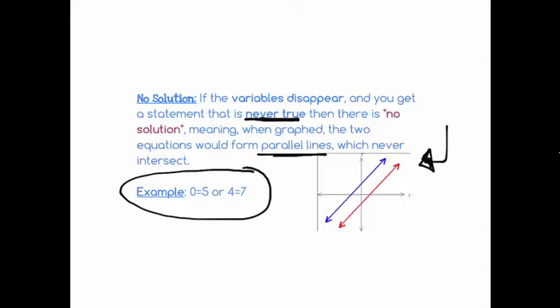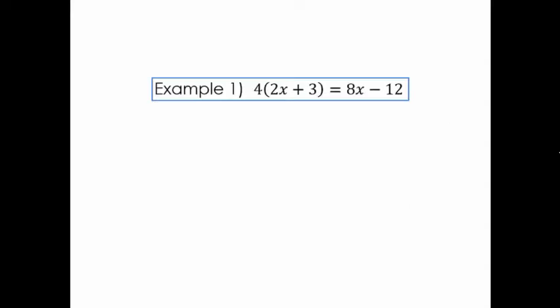All right, let's go ahead to example 1. Make sure you have this copied down in your notes. Example 1: 4 parentheses 2x plus 3 equals 8x minus 12. Now, it's important to remember here, this means that you're multiplying the 4 by everything inside the parentheses. So I'm going to go ahead and draw my arrows here so I remember that I'm using distribution.